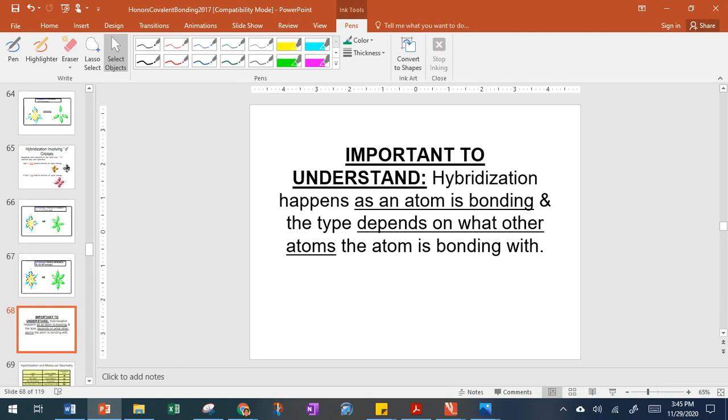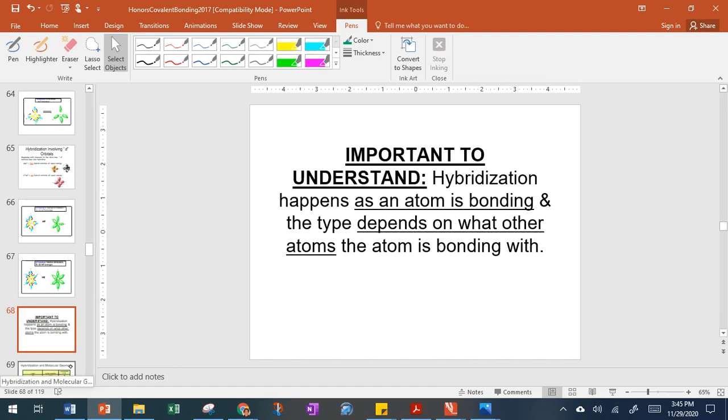Okay, so hybridization only occurs when you have an atom bonding, and it will also depend on what other atoms the atom is bonded with. So what we see is that, for example, carbon will do sp3 hybridization, but we also see sp hybridization, and sometimes we see sp2 hybridization. So it depends on what carbon is bonded with.